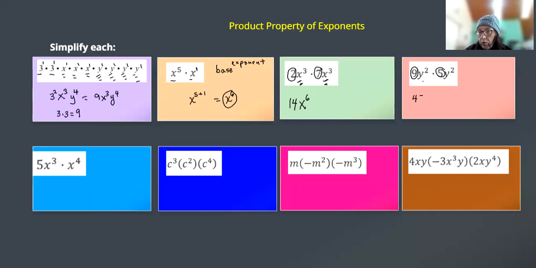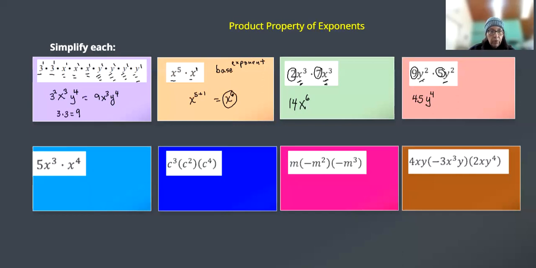Now you've got 2 equal bases. You're multiplying, so you can add the exponents. 2 plus 2 is 4. How are we doing? Everybody doing okay? All right, let's take a look at the next one.